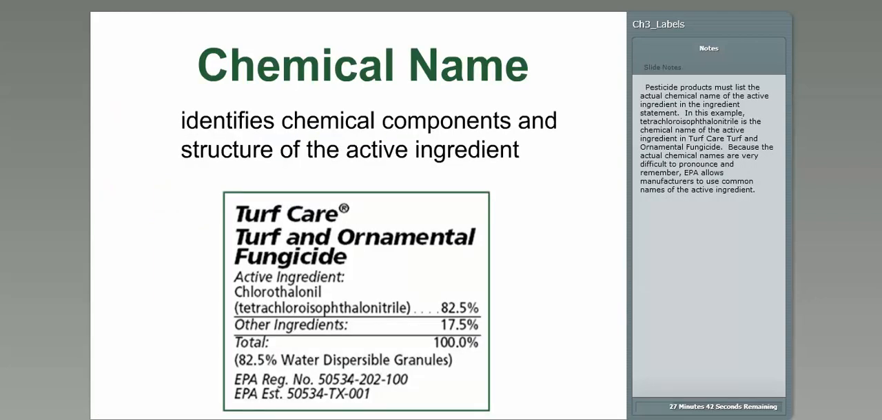Pesticide products must list the actual chemical name of the active ingredient in the ingredient statement. In this example, tetrachloroisothalonitrile is the chemical name of the active ingredient in Turf Care turf and ornamental fungicide. Because the actual chemical names are very difficult to pronounce and remember, EPA allows manufacturers to use common names of the active ingredient.